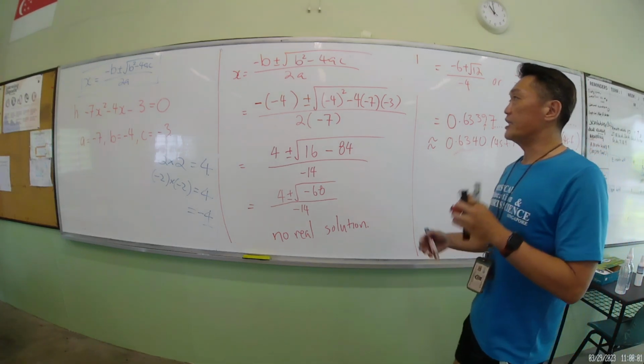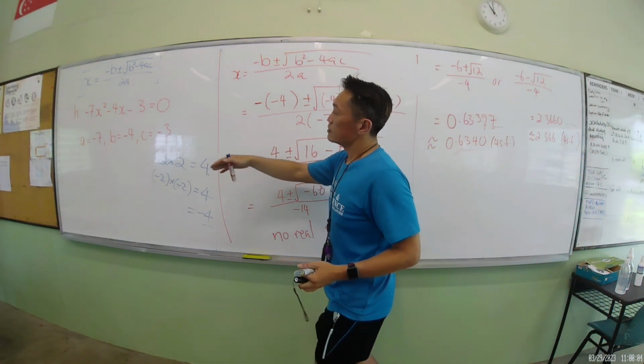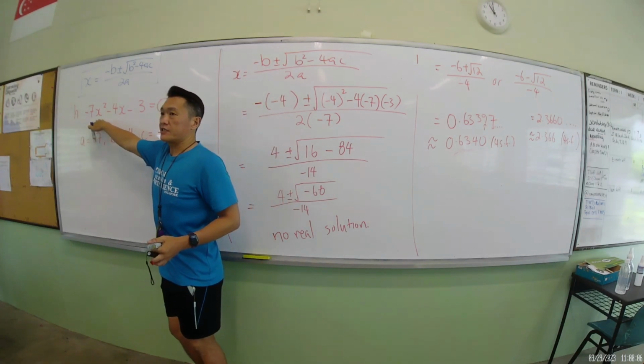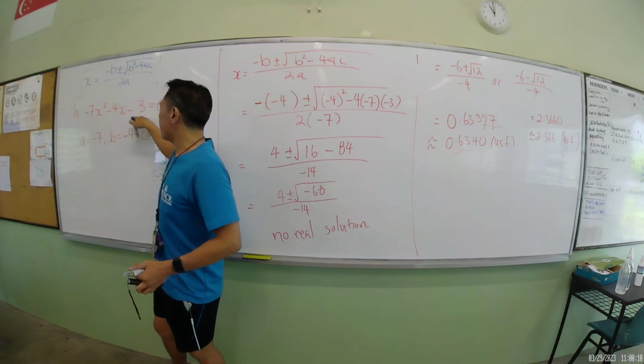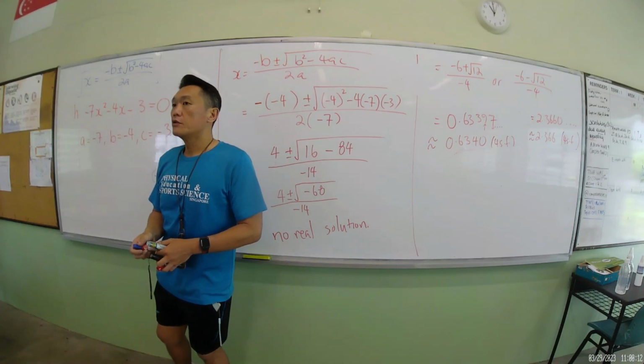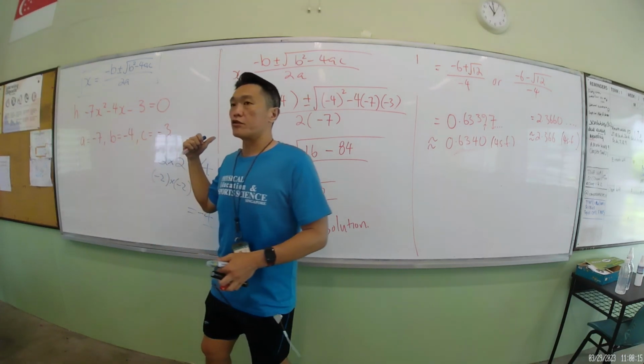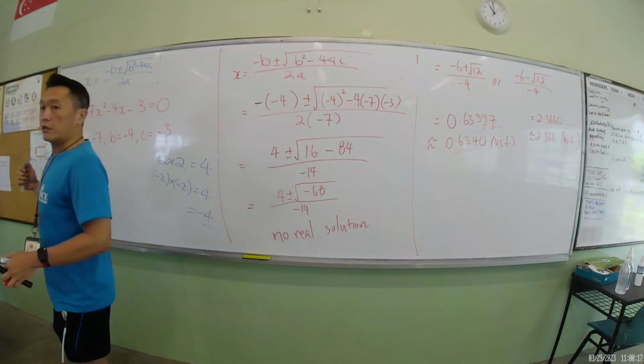Okay? There is no X. There is no real X that when you put inside this equation, you can make the left hand side 0. That is what it means by no real solution.